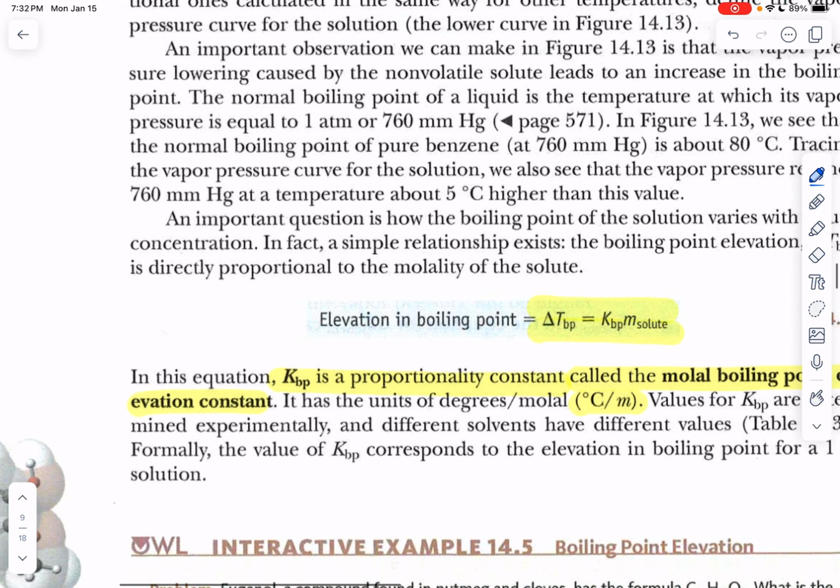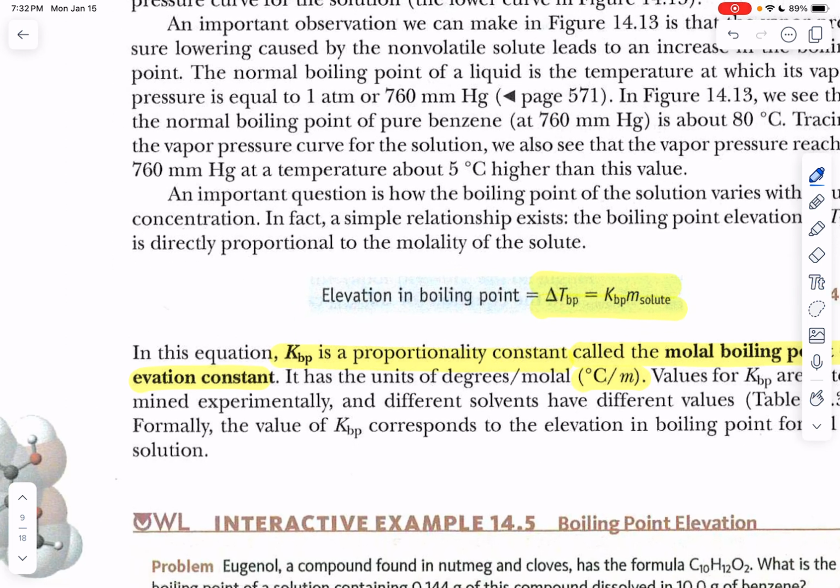And so the generic formula looks like this. Your change in boiling point, how much higher it's going to be, requires you to know the concentration of the solute in the solvent, the molality. And then this number here depends upon what the solvent is, the boiling point constant for the solvent. Is it benzene? Is it water? Is it some other liquid?